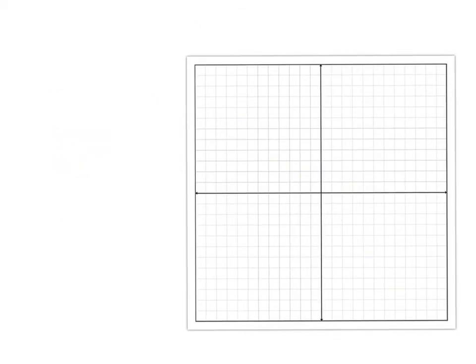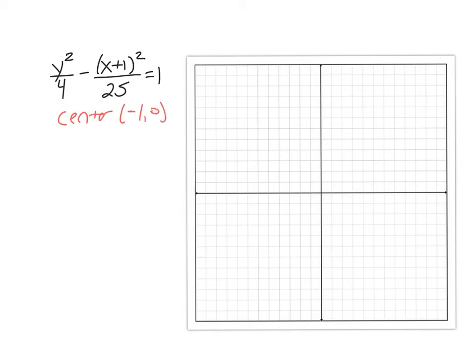Okay, our second equation that we're going to graph is going to start with y squared now. So let's do y squared over 4 minus x plus 1 squared over 25 equals 1. Okay, so we'll start again with the center, which will be negative 1, 0. Right, we're subtracting negative 1 from x and 0 from y, so our center is at negative 1, 0.